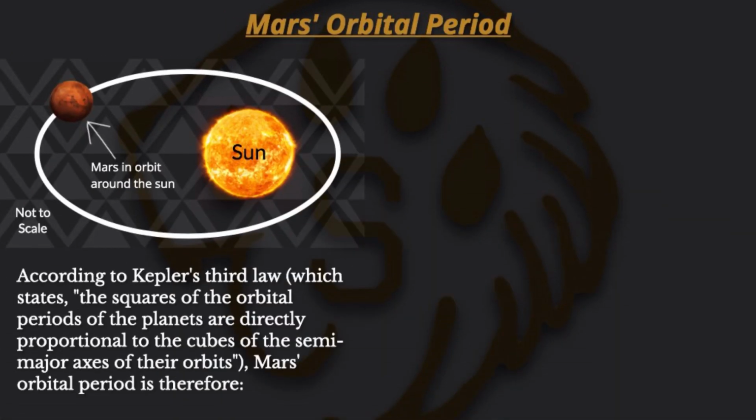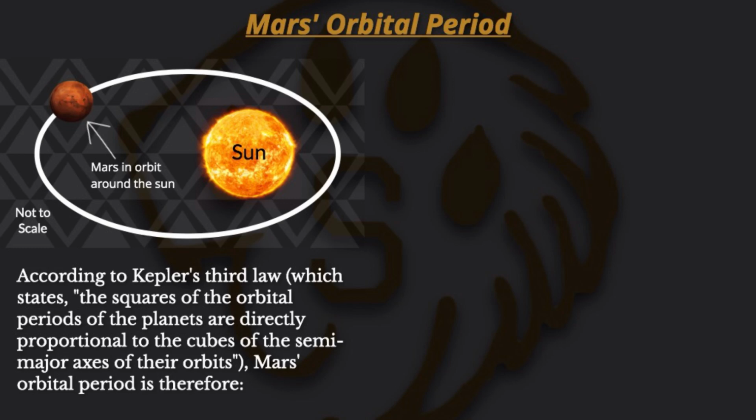Now we're looking at the Mars orbital period, which is the time it takes to go around the Sun. As you can see in the diagram on the top left corner, which shows Mars in orbit around the Sun, that white path is the orbit, and the Sun is clearly labeled. This is not to scale, of course; the sizes are not to scale.